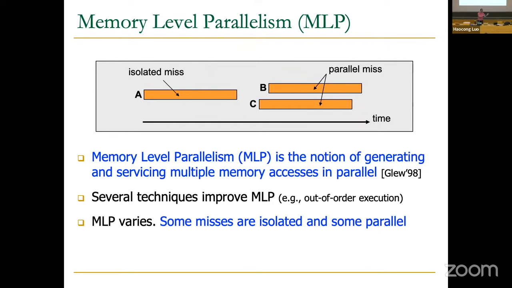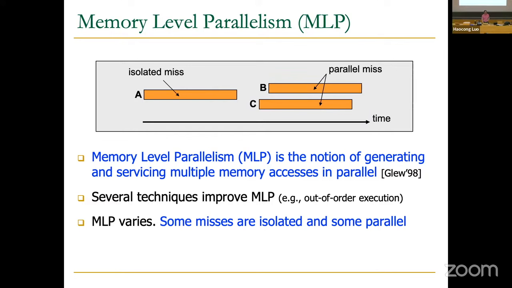Roughly, right? There's of course trailing edges and leading edges of misses, when they start, when they end, how long they take. They're not always equal, like this nice picture depicts as well. Okay, so the cost of a miss is affected by which other misses it is serviced with, or how much memory level parallelism there is while the miss is actually being serviced.